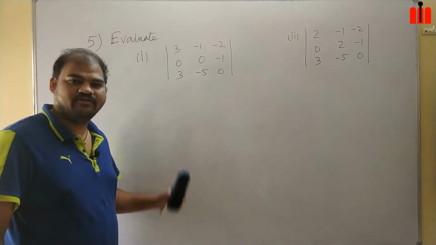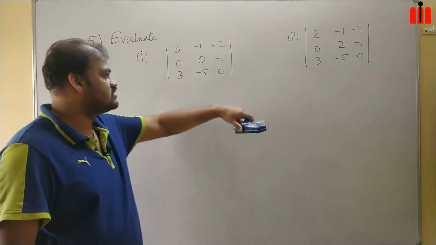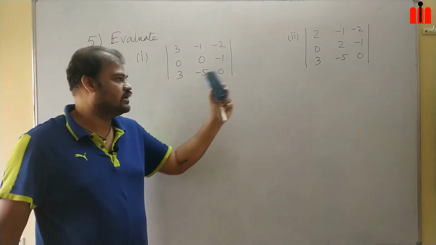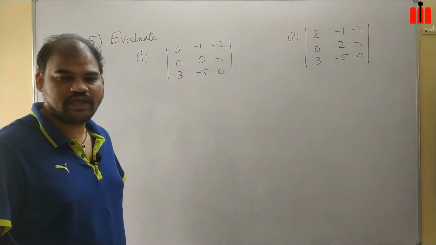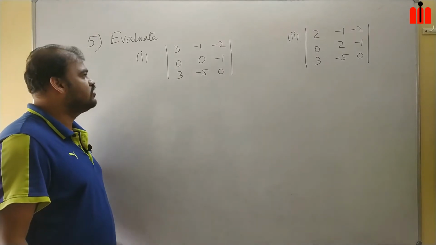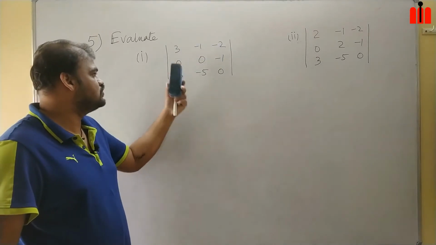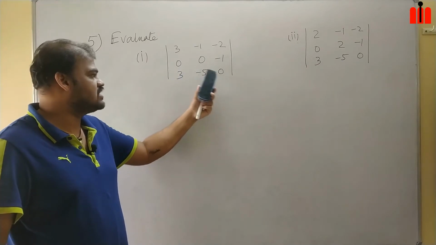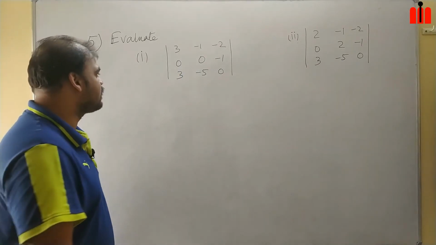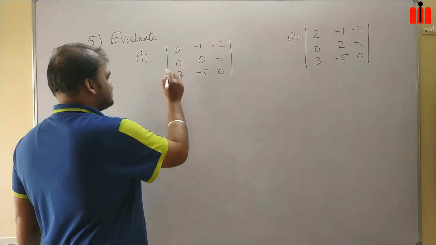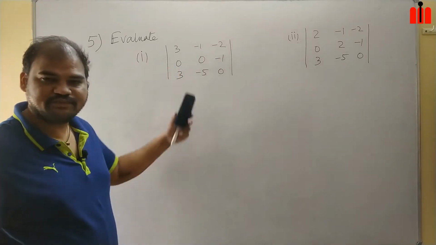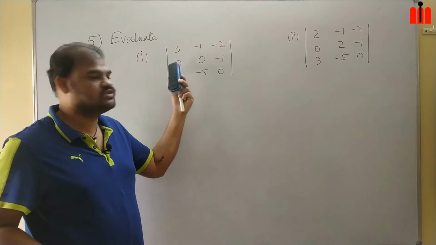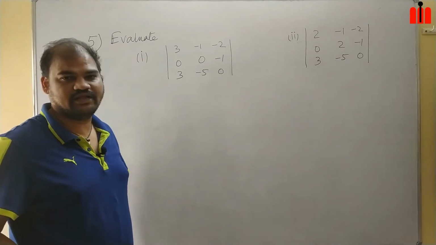This problem number 5 has two parts. We have to find this determinant of 3 by 3. Okay. So let's start. First is 3, minus 1, minus 2, 0, 0, minus 1, 3, minus 5, 0. So the determinant of this I will expand through the second row. Why will I expand through the second row? Because the second row has two zeros. So I can expand directly through minus 1.